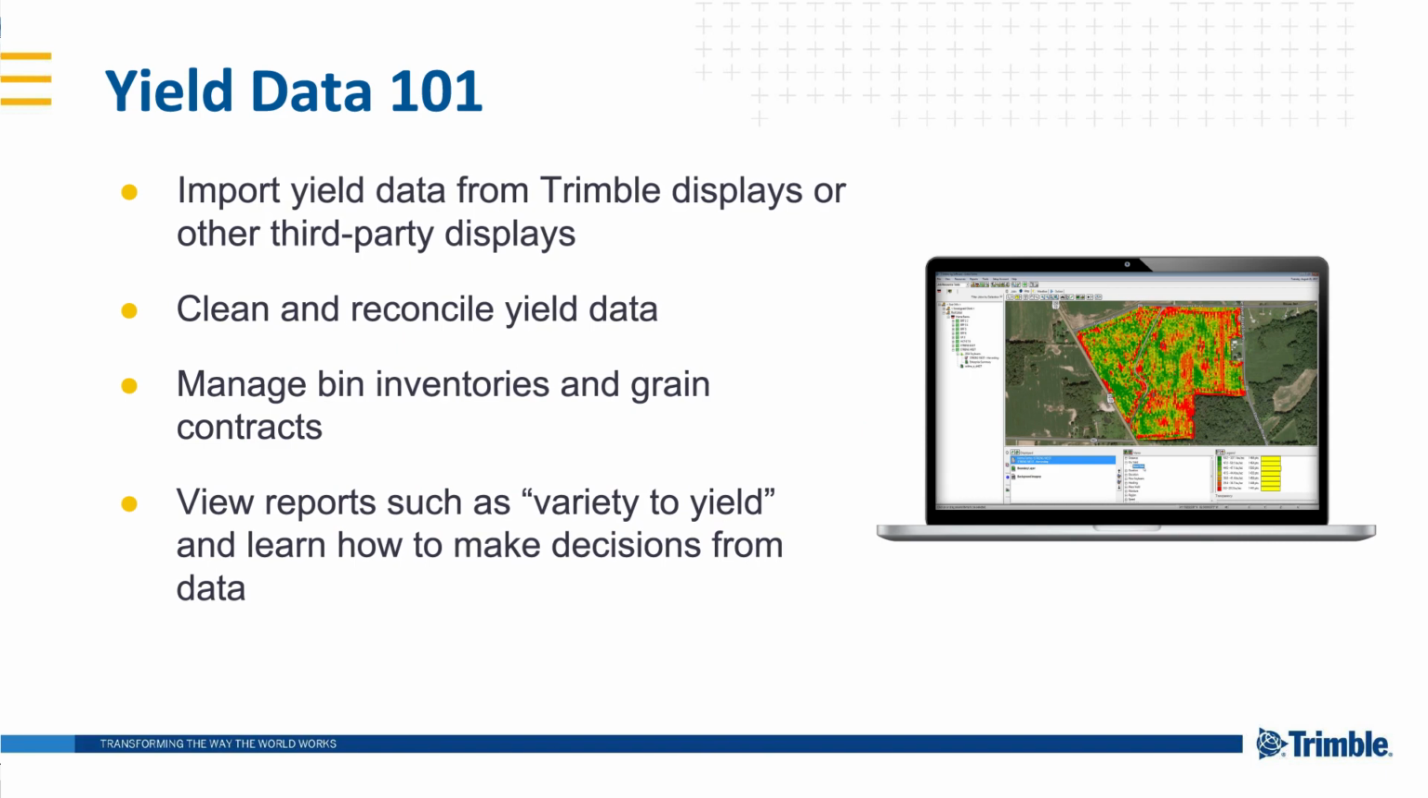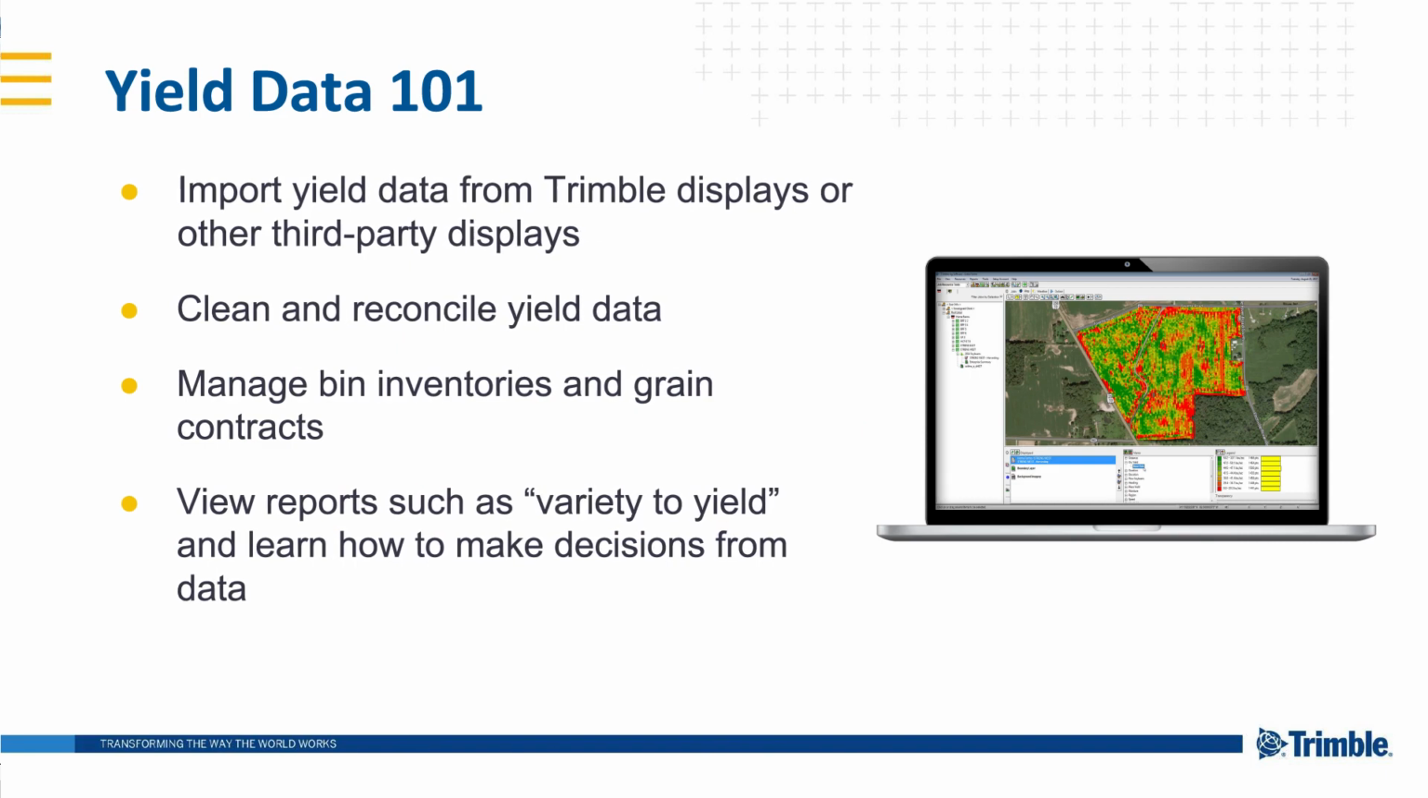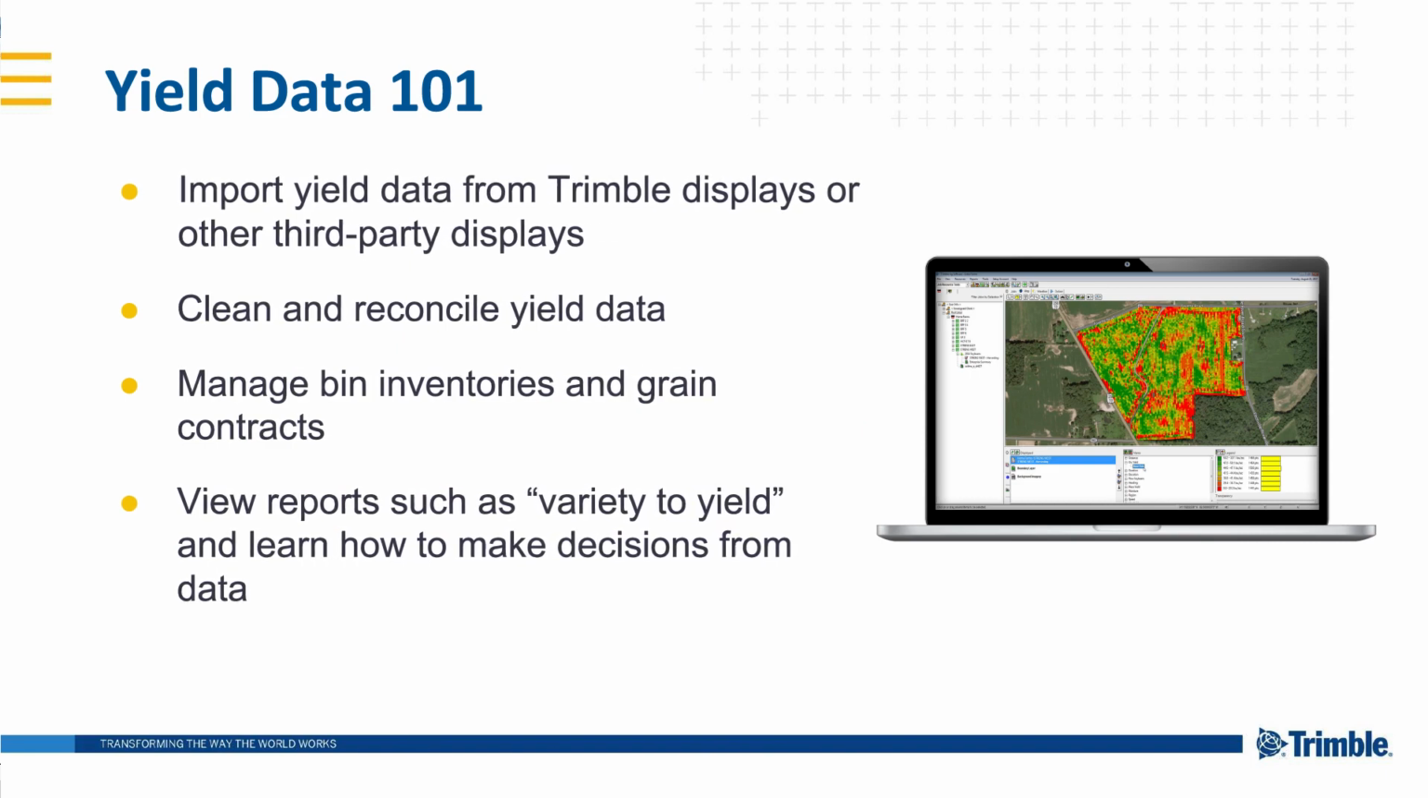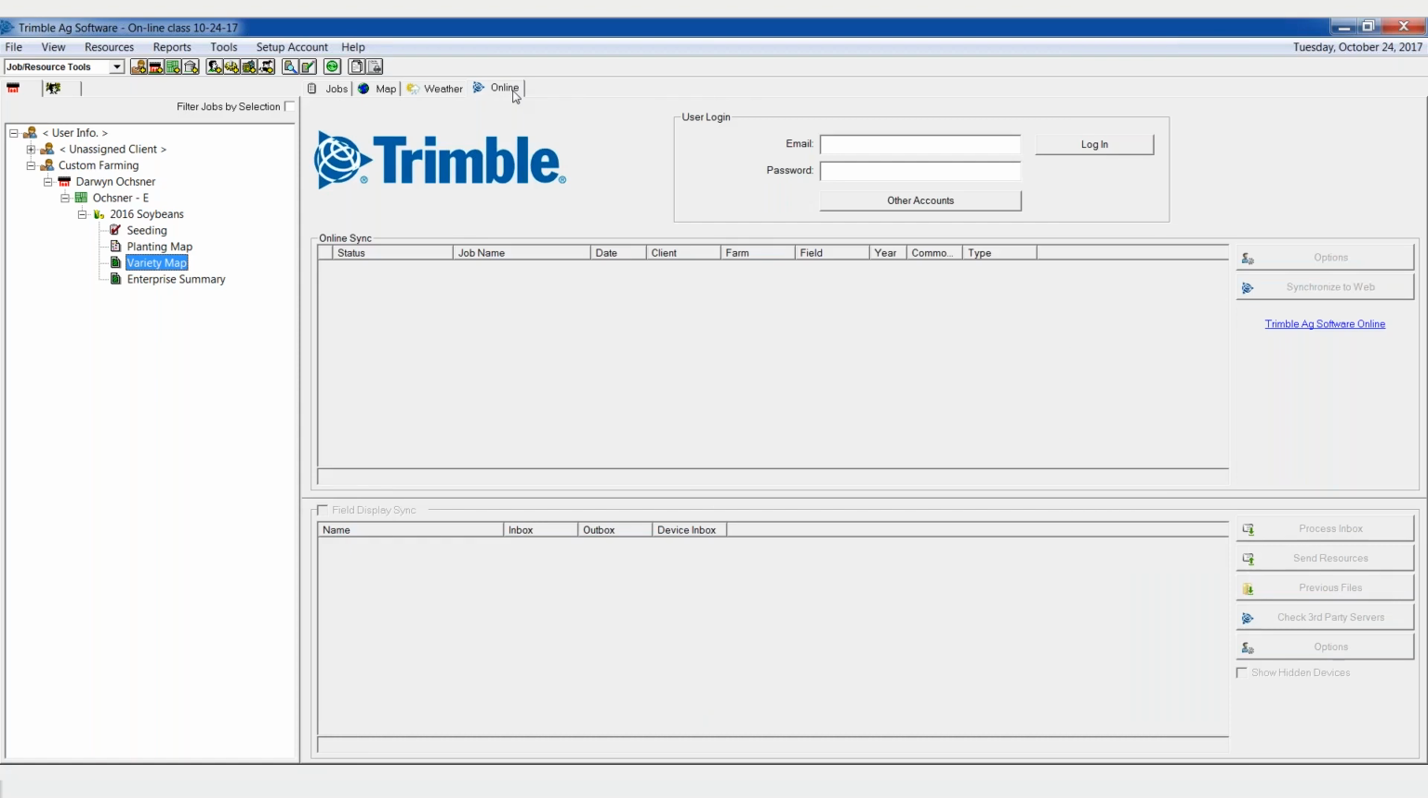Two different ways we can bring data in. For those of you who are using the Farmer Pro edition and you've got the API set up with the different monitors, on the online tab at the bottom section down here under the field display sync area, you would have all of those different monitors or different APIs listed there, and the data would be ready for you to process.